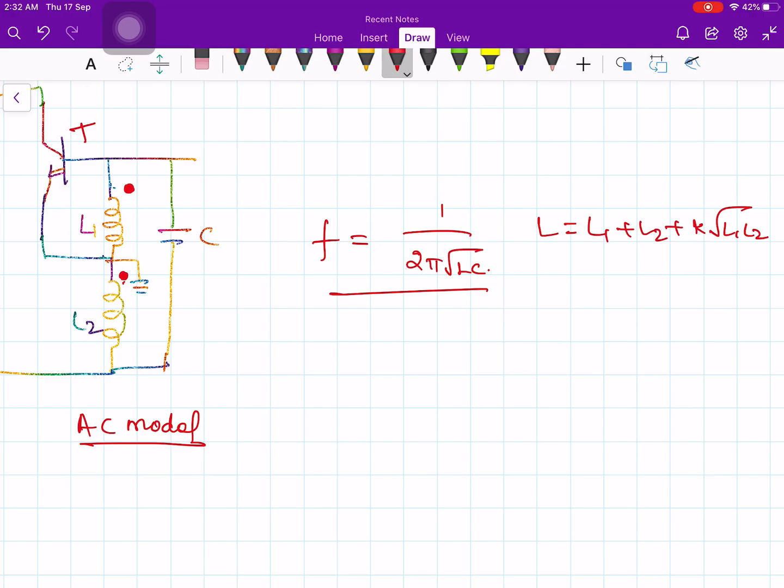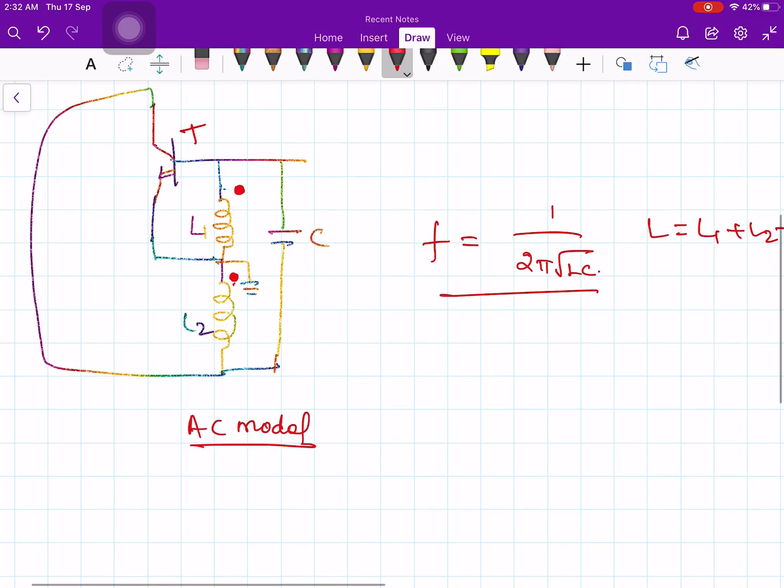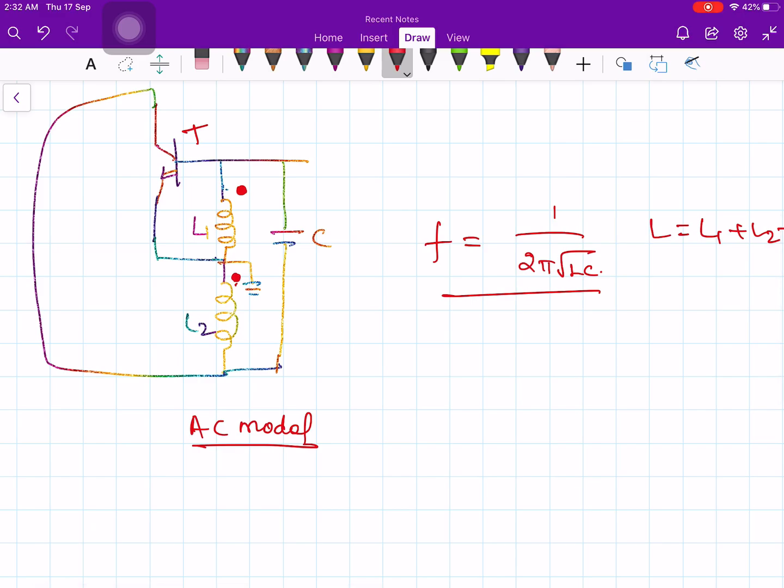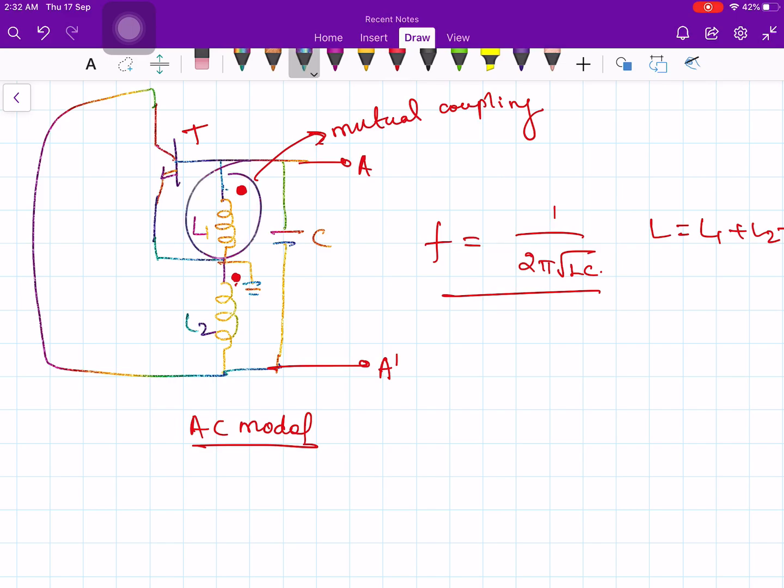And as we can see, there is a feedback mechanism in this circuit. These two inductors L1 and L2 are in series. They have mutual coupling shown by these dots. If you take the output of the circuit from this point A and this point A dash, a portion of the output is also fed again to the input through the coupling. This L1 will act as a coupling, and that gets amplified through the transistor.